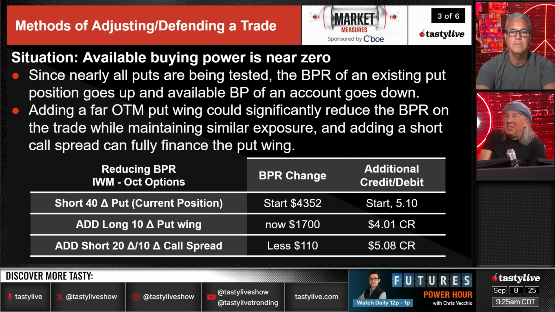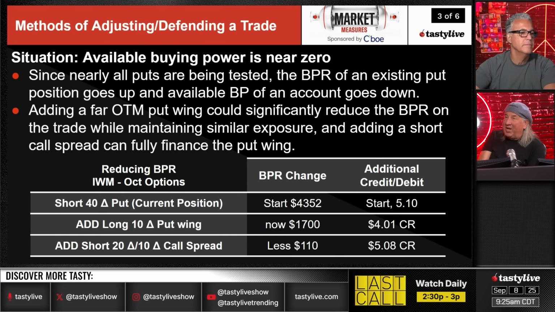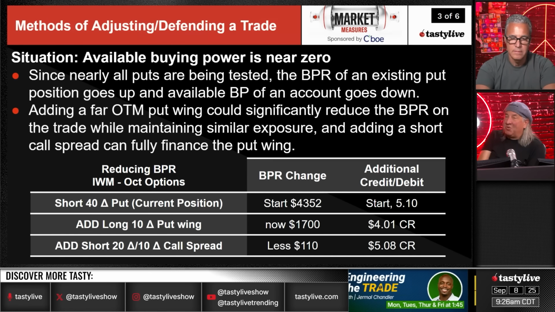So, situation: the buying power available is near 0 because you've used up your capital by shorting the put. Since nearly all the puts are being tested, the buying power of an existing put position goes up and the buying power of the account goes down. That's what we talked about before when volatility goes higher. So you could add a far out of the money put wing, which would reduce the buying power of the trade while maintaining similar exposure. Adding a short call spread can fully finance the put wing. So this is not a bad idea. You could add a short call spread and buy a put with it and totally reduce the amount of buying power that is required to make the trade.